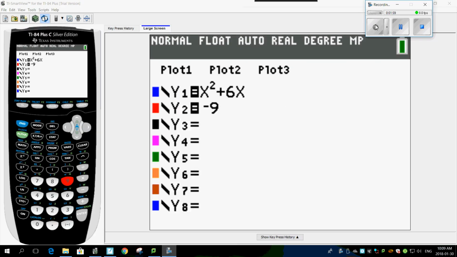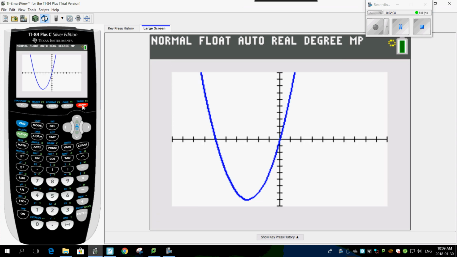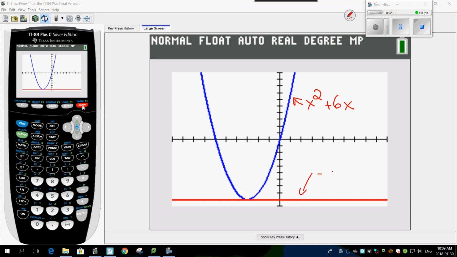So I've got it set up in the calculator here under y1. You can see there's the x squared plus 6x. There's the y2 equaling -9. Now I'm just going to graph this. I want you to see something. Look at that. You have two separate graphs. Well, of course you're going to have two separate graphs. This first graph is going to be the x squared plus 6x. This is going to be the -9. How can you tell? Look, 1, 2, 3, 4, 5, 6, 7, 8. There's -9. It goes through the -9 all the way through.